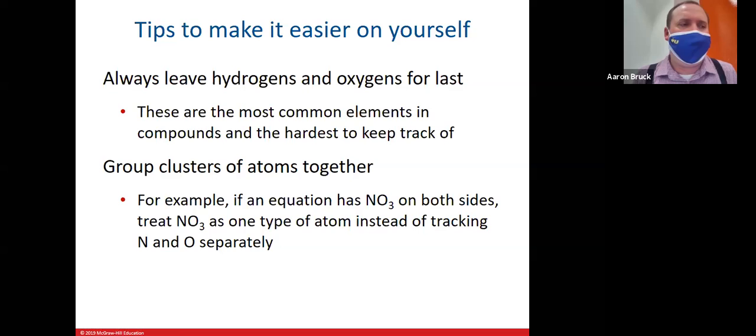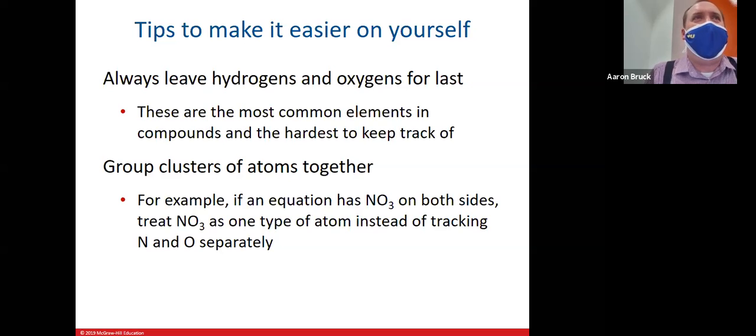First tip, hydrogen and oxygen are very common elements. They tend to appear in a lot of different products, a lot of different reactants. Oxygen is especially notorious for this. Lots of compounds have oxygen in them. Easiest way to deal with something that's complicated is to basically avoid it.